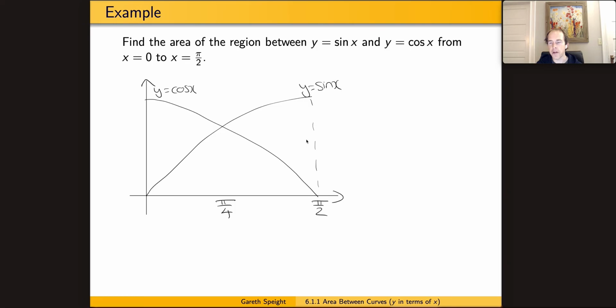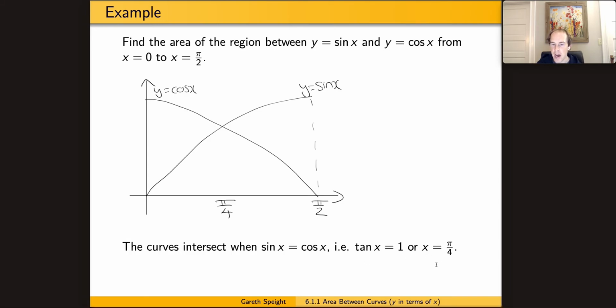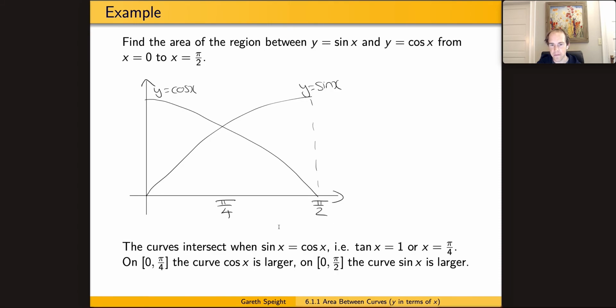The top and the bottom curve can switch when the curves intersect. Here I wrote pi over 4 as the intersection point. Well, let's see why that's true. They intersect when sine x equals cosine x. That's the same thing as saying tan x equals 1, which has the solution x equals pi over 4. There are other solutions, but no other solutions in the interval from 0 to pi over 2, which is what we're interested in. So the only time they intersect between 0 and pi over 2 is at pi over 4. Then we have to break up from 0 to pi over 4, and from pi over 4 to pi over 2, and on each interval think which curve is on top.